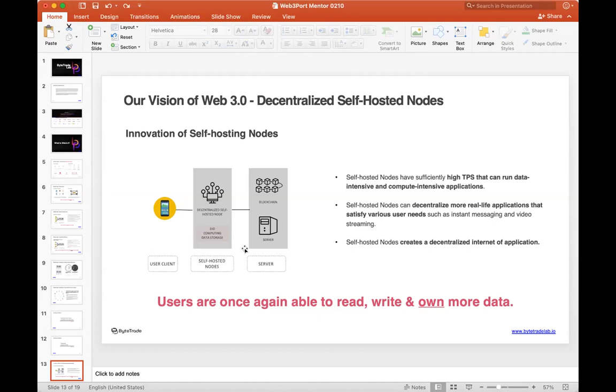Hey Daniel, we actually have a question. Someone asked what are the disadvantages of using it? Of using self-hosted nodes, you mean? Yeah.